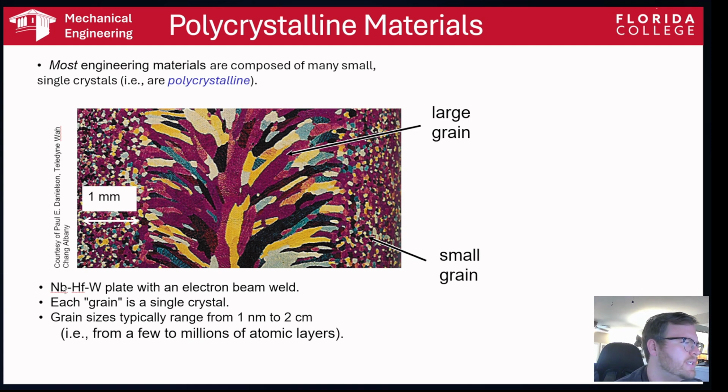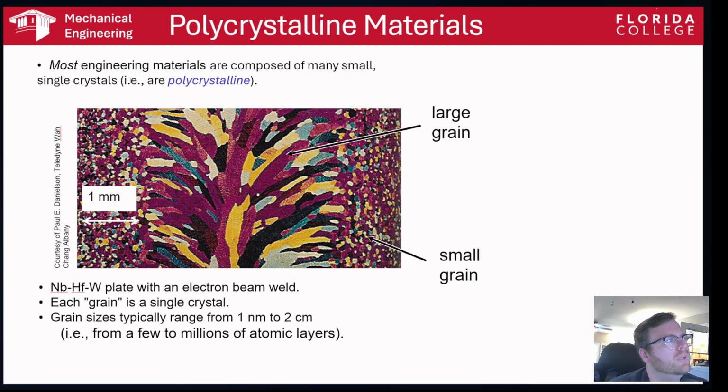I don't know what this is. I don't remember what NB is, but I think it's hafnium plate. So NB and hafnium plate with an electron beam weld. Okay, so this is a material that has been welded. I guess these two materials have been welded together, and this is the weldment.